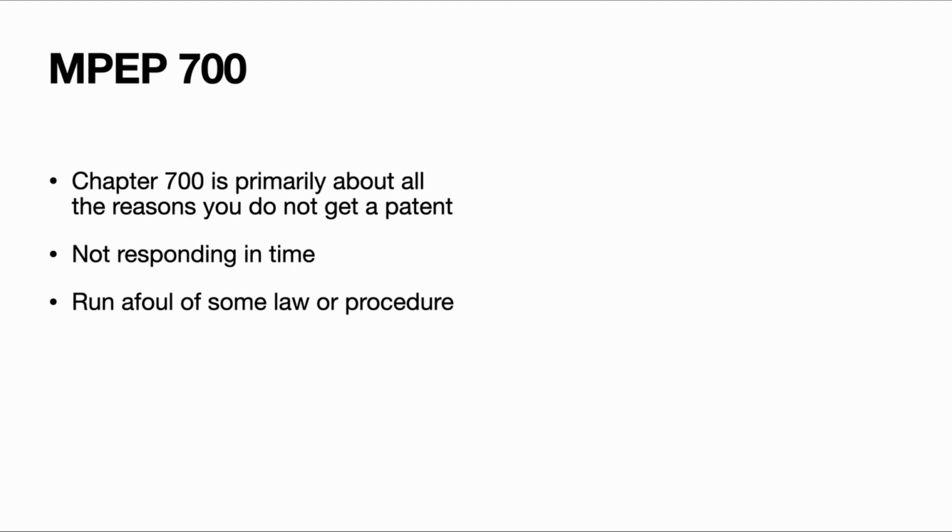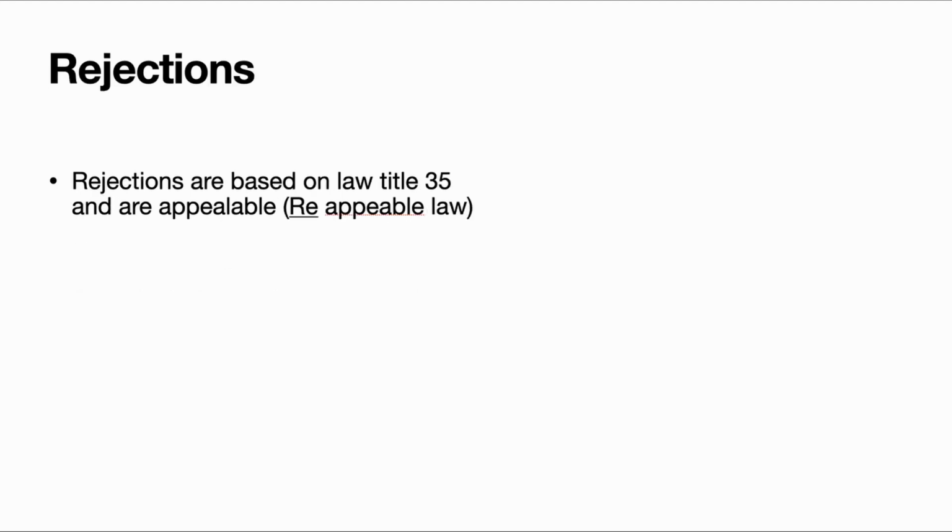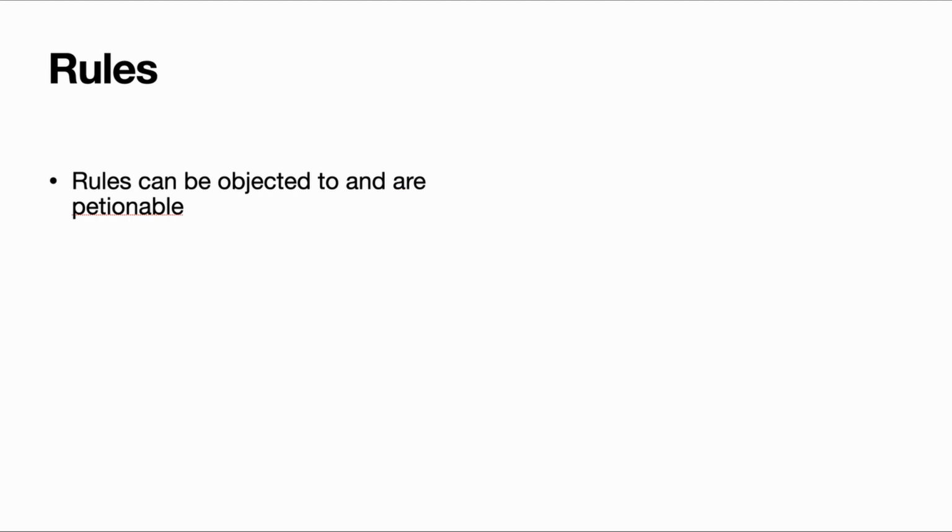So Chapter 700 is primarily about all the reasons you do not get a patent. Not responding in time and running afoul of some law or procedure. Rejections. Rejections are based on law, Title 35, and are appealable. And the way I try to remember this is re-appealable law. That's my mnemonic. Rules can be objected to and are petitionable.